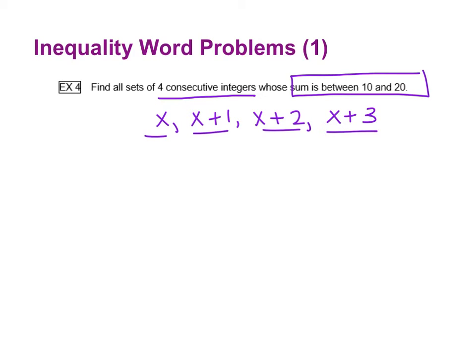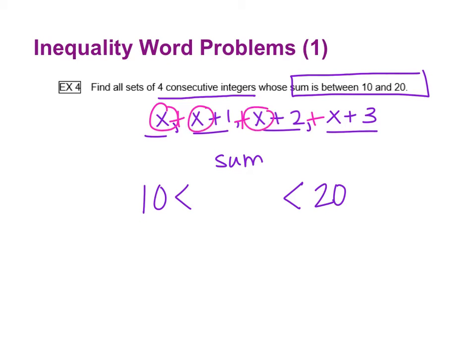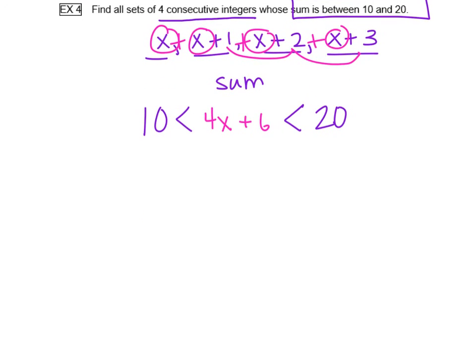So between 10 and 20 does not include the 10 and 20, so I'm going to say 10 is less than, we have to put the sum in there, and that is also going to be less than 20. So we are going to find the sum of these 4 consecutive integers, so if they were all added together, combine your like terms, here's an x, x, x, and x, so that's 4 x's, and then 1 plus 2 plus 3 is 6. And we go ahead and we solve this for x. Subtract 6 from all 3 sections.